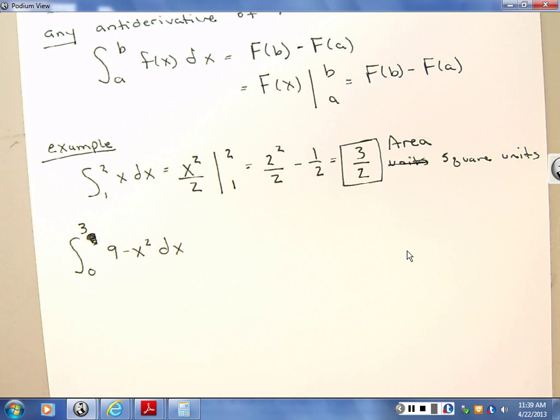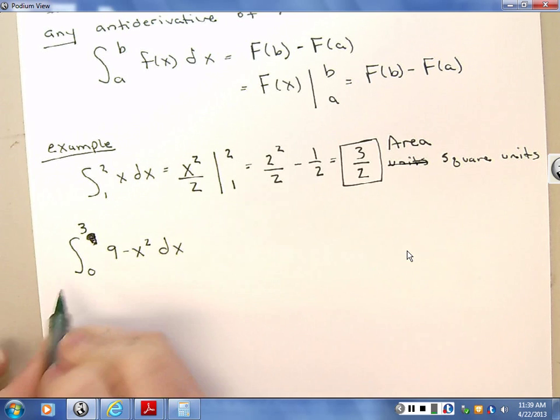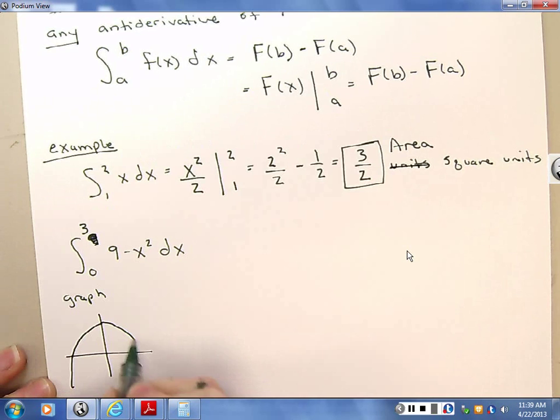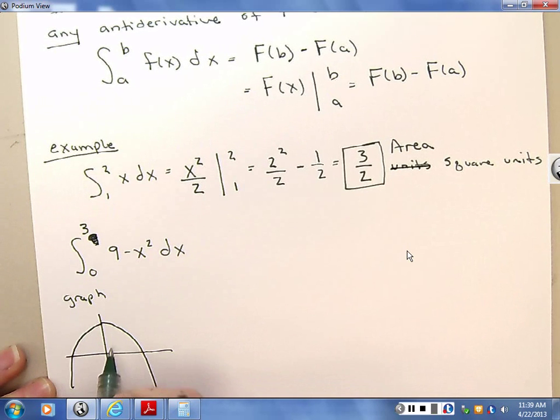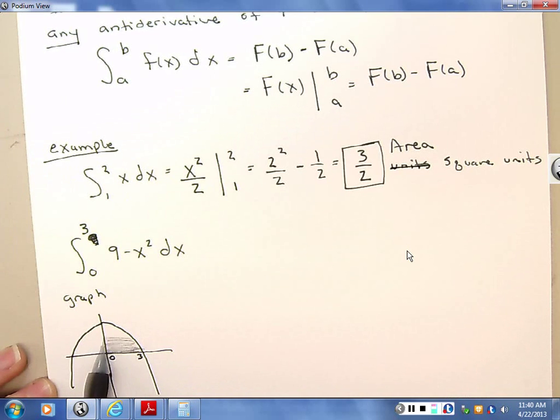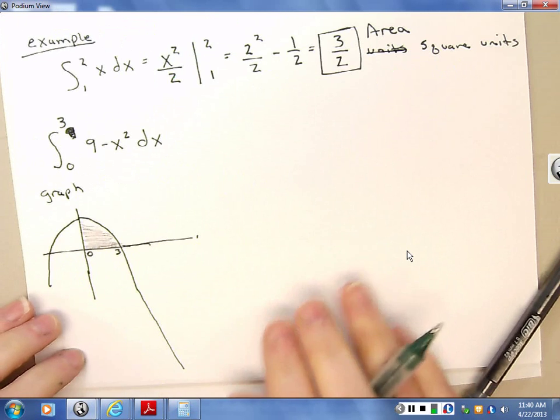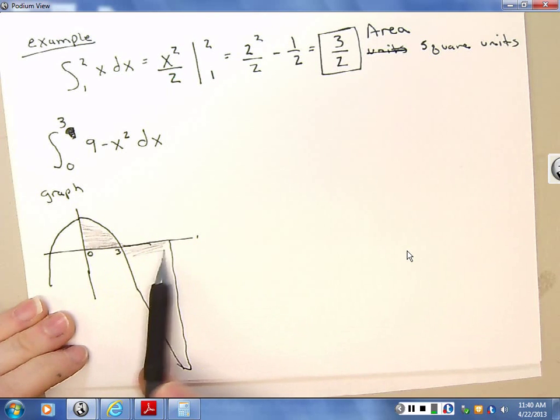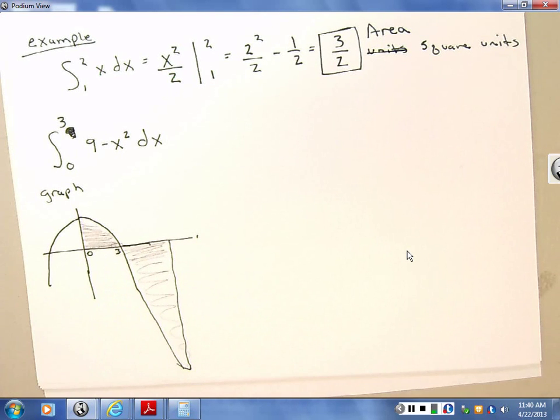This is a quadratic. It's shifted up 9 and reflected, right? So if we look at the graph of this, I'll go ahead and write it here. Yeah, this would be 0 to 3. So I really want to find this area, which would make sense to be positive. Versus if I want to find from 0 to 9, we would expect a very negative number, right? But I want from 0 to 3.